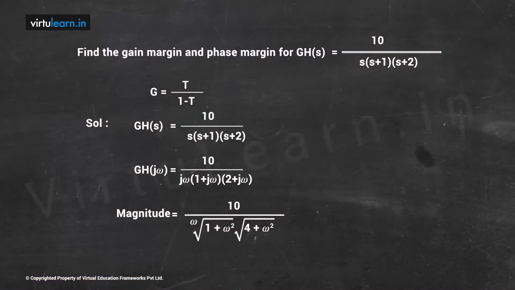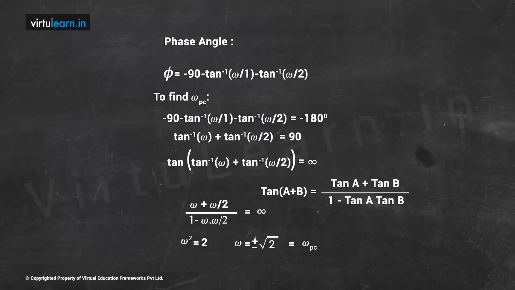And 1 plus j omega is square root of 1 plus omega square, and again we have 2 plus j omega, square root of 2 square plus omega square. So this is the magnitude expression. What will be the phase angle?